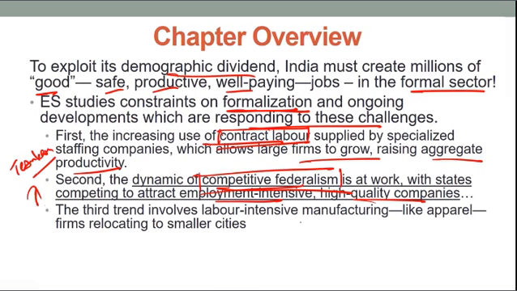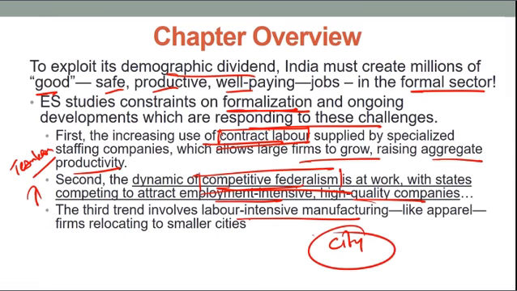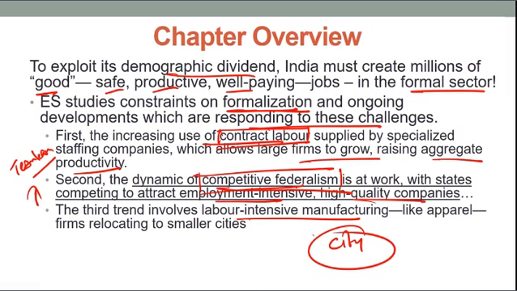The third trend is labor intensive manufacturing. Now in cities, what is happening is these labor intensive manufacturing units are not able to stay in cities because all this extra labor cannot afford to stay in the city. They cannot come from very far because traffic problems, etc. are there. So the manufacturing itself is shifting out of cities, especially in areas like apparel. They are relocating to smaller cities.